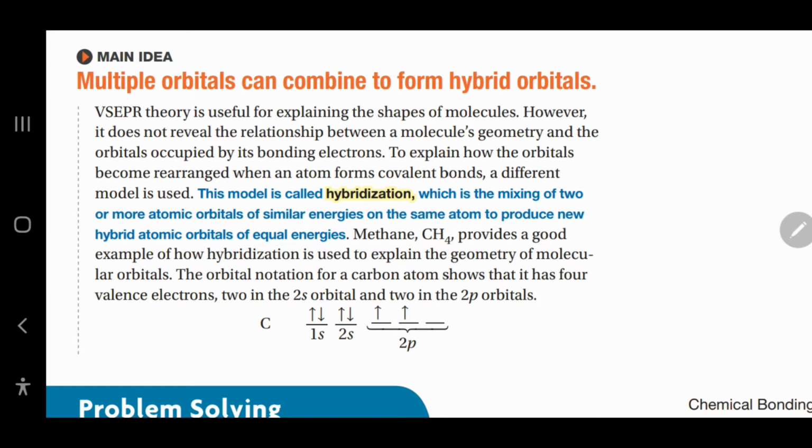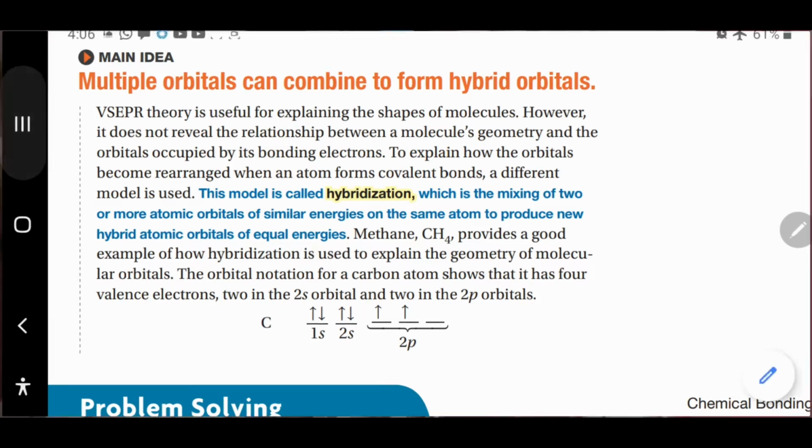To be able to understand and explain the orbitals and the arrangement of electrons to form the covalent bond, we use another model called hybridization, which is the mixing of two or more atomic orbitals of similar energies on the same atom to produce new hybrid atomic orbitals of equal energies. So hybridization means that we are talking about orbitals in the same atom.